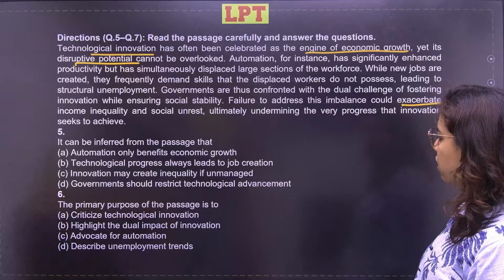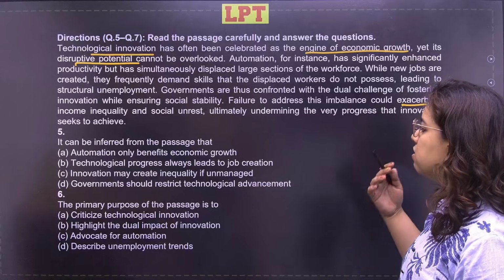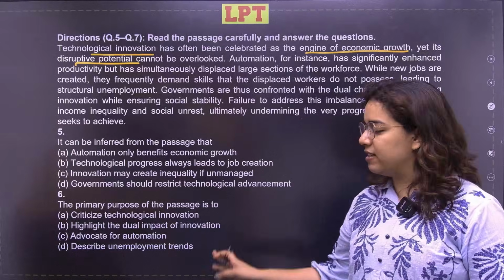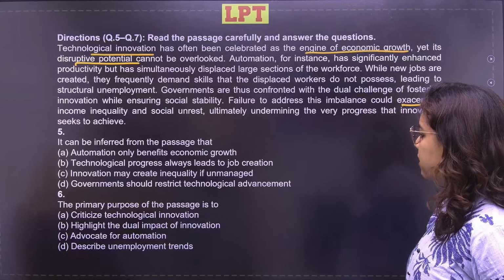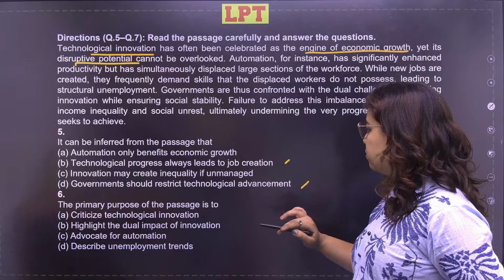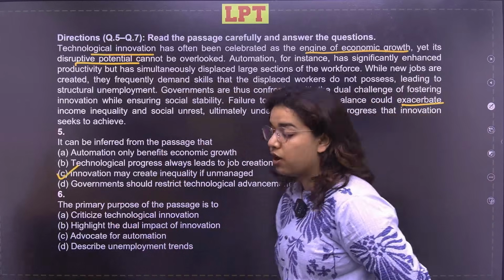It can be inferred from the passage that, what exactly can be inferred? Automation only benefits economic growth? No. Technological progress always leads to job creation? Always is a risky territory, so I'll just leave this option here. Innovation may create inequality if unmanaged. Governments should restrict technology? No, again this is extreme. Option number C seems like the best inference from the given passage.